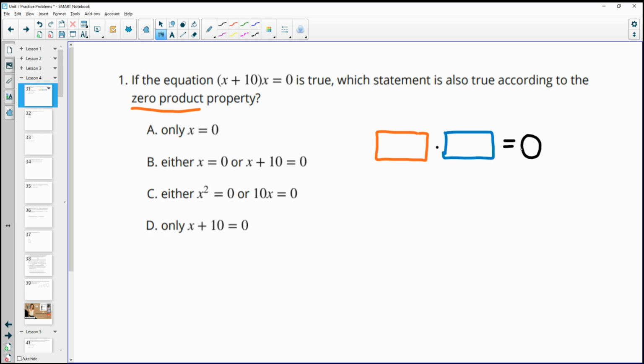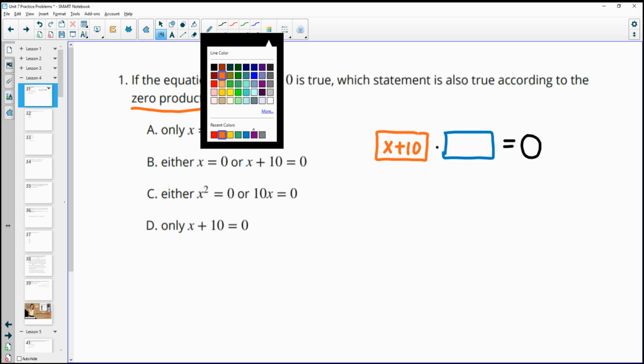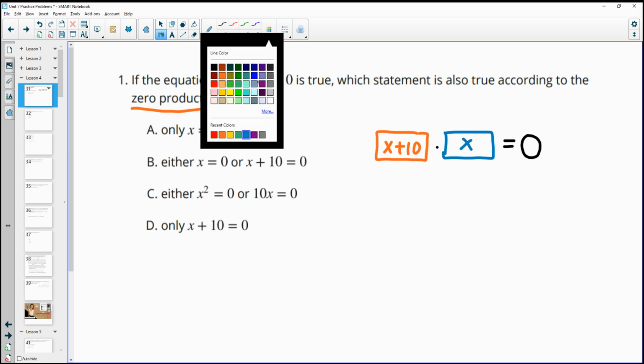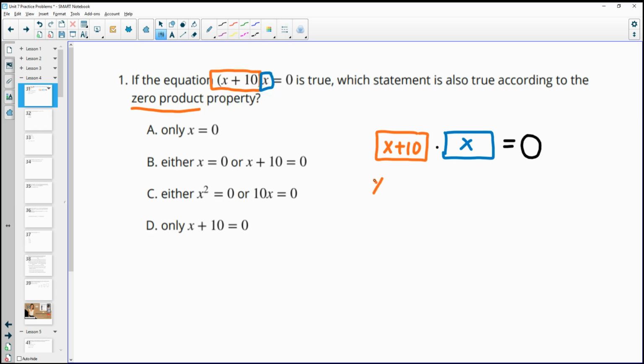That's the only way that you can get a product to be 0, is if one or all of the things being multiplied are equal to 0. So in this case, what's being multiplied is x plus 10. So we can think of this quantity as x plus 10, and then times x is equal to 0. So one of these or both of these could be 0. So x plus 10 could equal 0, and this whole thing will be 0, or x could equal 0. So the zero product property says either x equals 0 or x plus 10 equals 0, and that is option B.